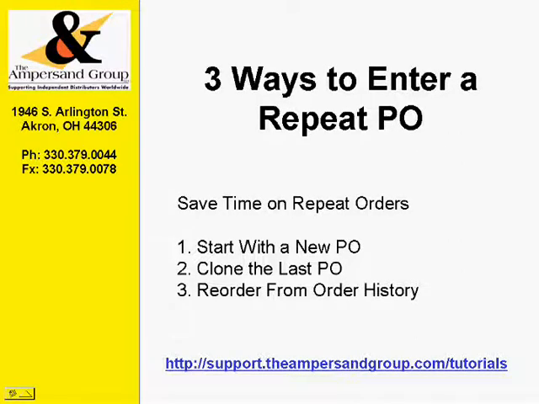The following video tutorial will cover 3 ways to enter a repeat purchase order. This is designed to help you save time on orders that have most of the same information as the last order. The first way is to start with a new purchase order and add the line item from the previous order. The second way is to clone the last purchase order and update the new information. The third way is to reorder the item from the order history window. All 3 of these processes should give you the same end result.